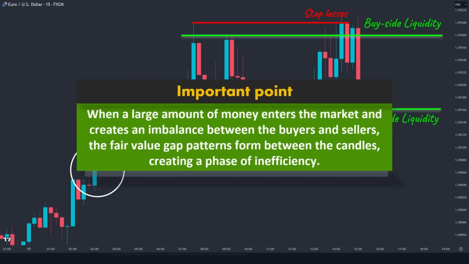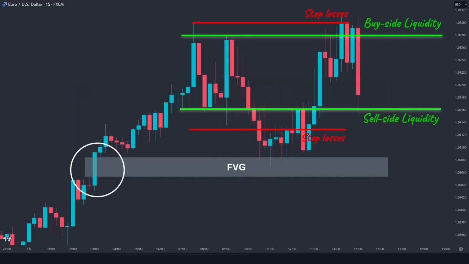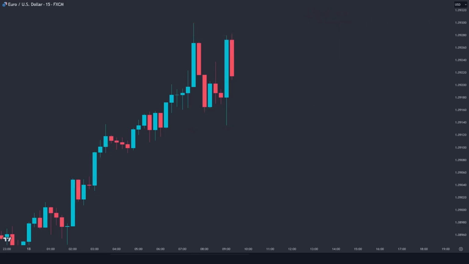When a large amount of money enters the market and creates an imbalance between the buyers and sellers, the fair value gap patterns form between the candles, creating a phase of inefficiency. When these areas form on the chart, the market rallies to these predetermined levels because the market has to trade back to this area to patch over the inefficiency here.